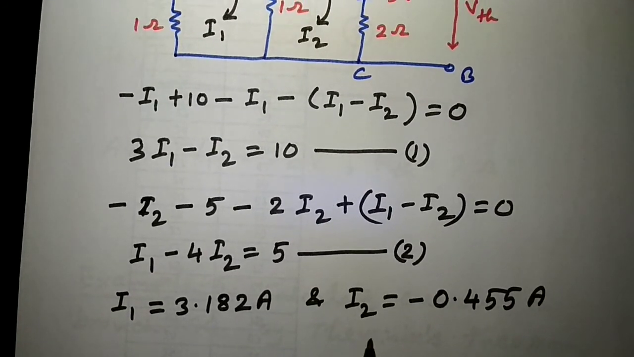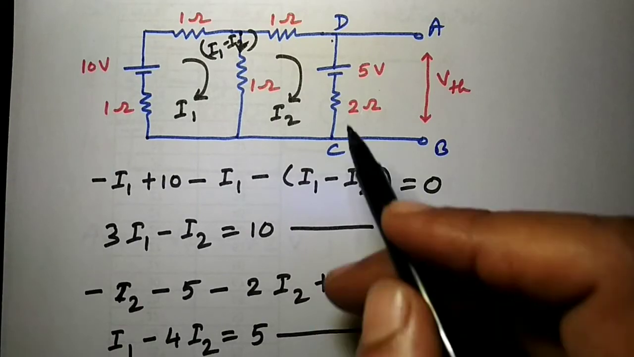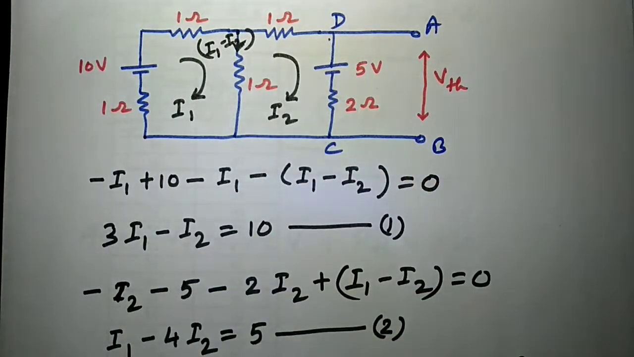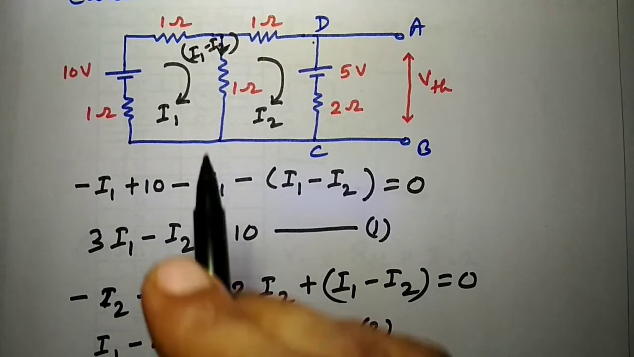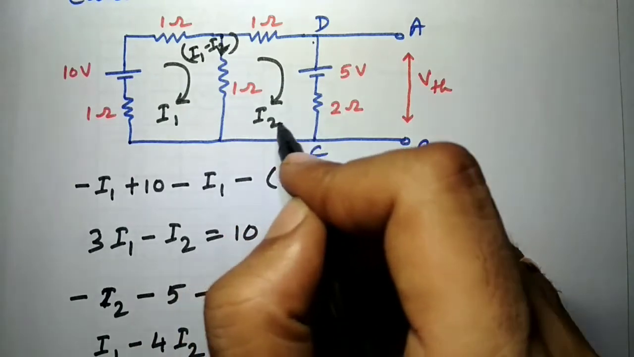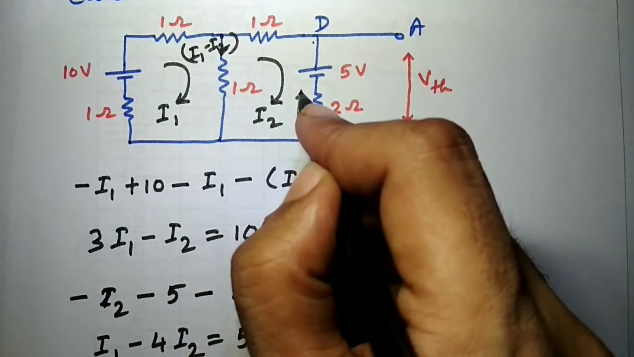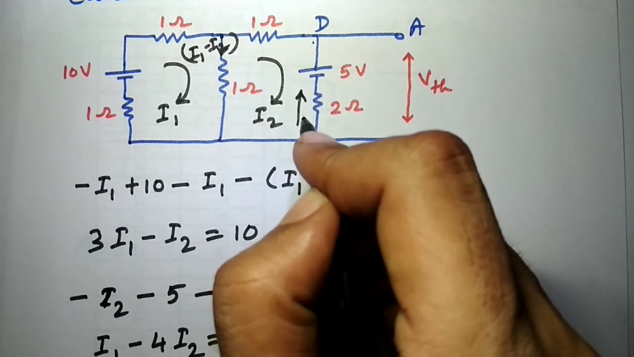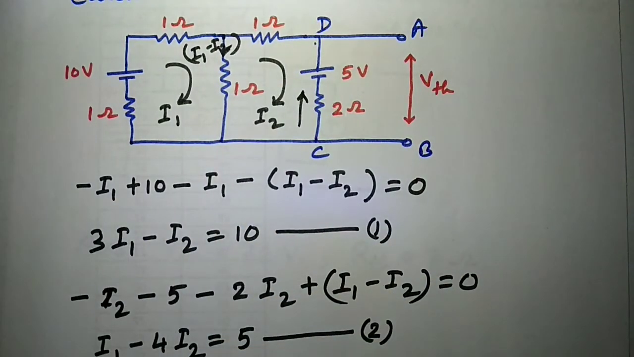Now see here, the current I2 is negative. That means here we assume the current I2 is flowing clockwise. But as the value becomes negative, that means actually the current will flow in anti-clockwise direction. That means through the 2 ohm resistance, the current will be upward. It will be the value of I2 in this particular mesh.